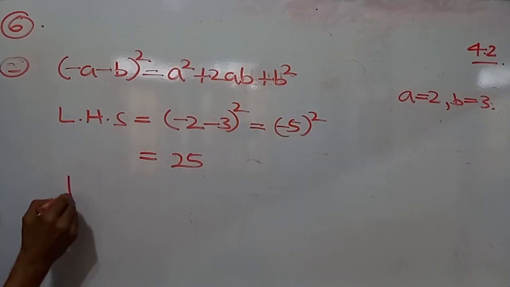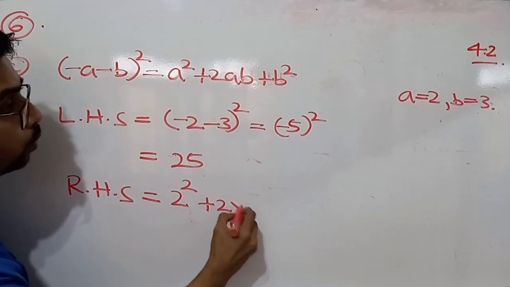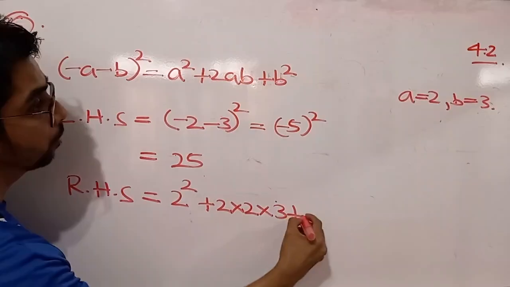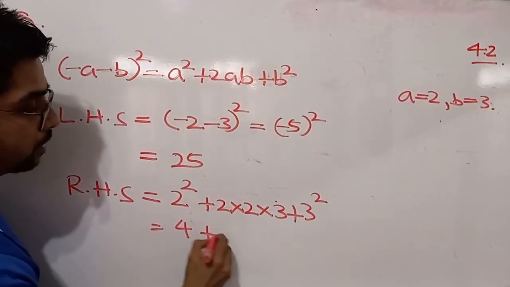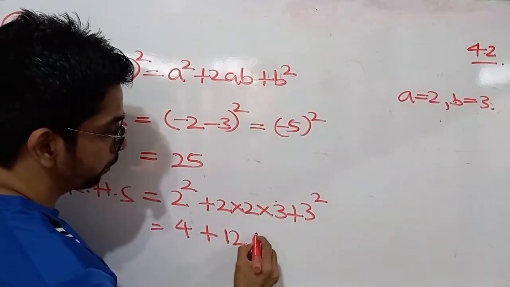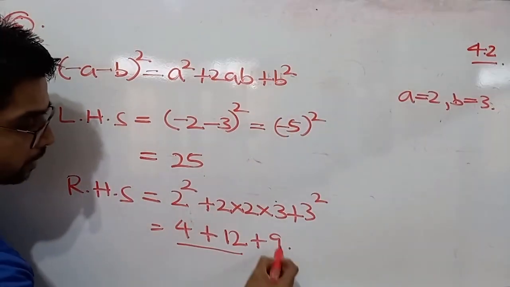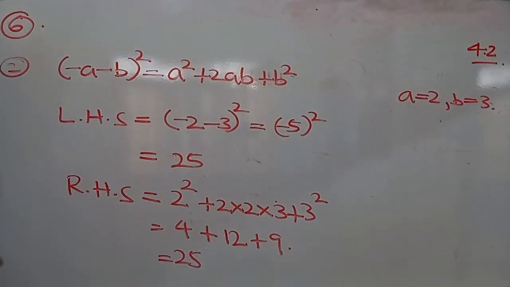Then the right hand side, A square, that means 2 square, plus 2, A is again 2, B is 3, plus 3 square. So 4 plus 2 times 2, that is 4, 4 times 3, that is 12, plus 9. So here we get what? 16. 16 plus 9 is what? 25. Right? So we can clearly say left hand side is equal to right hand side.